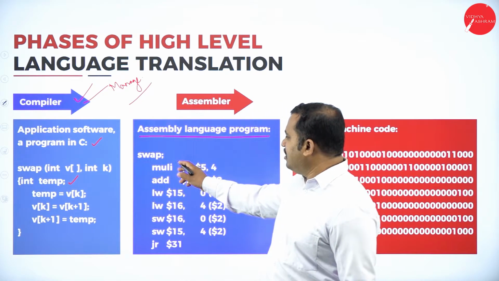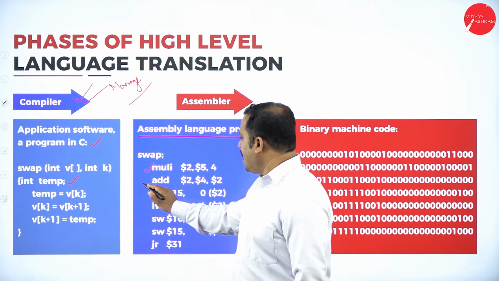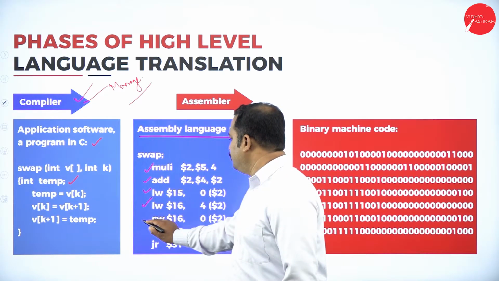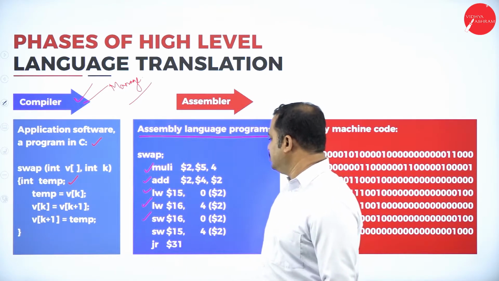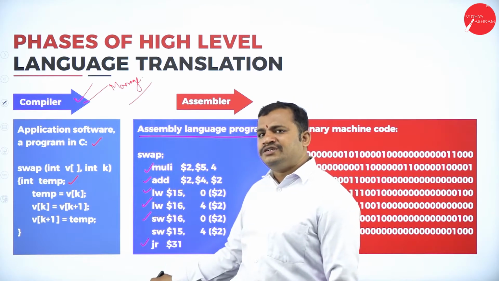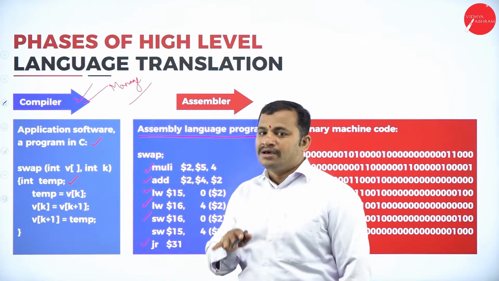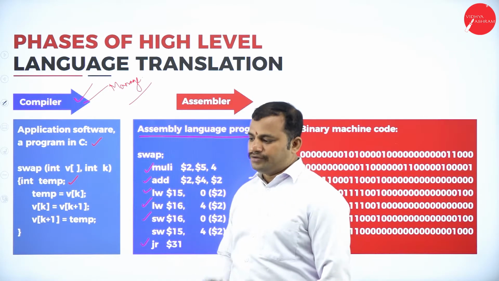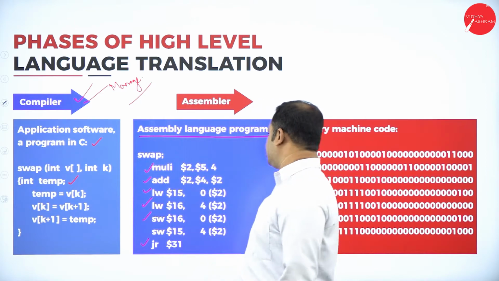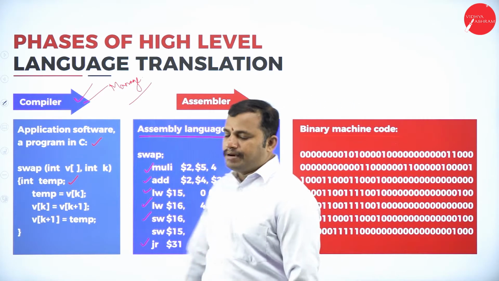We have words like multi, add, LW, load word, store word, JR. All these are some of the specific words which are written in assembly level language. So that's why we call it a mid-level language. Not even low-level language. It is an intermediary type of language. These are converted into machine binary code.